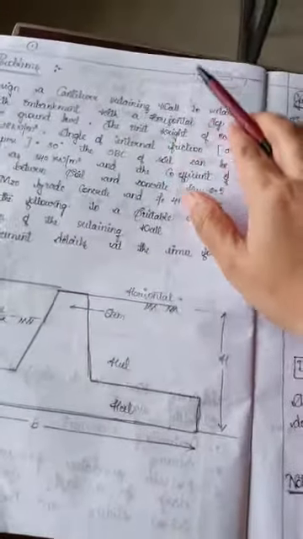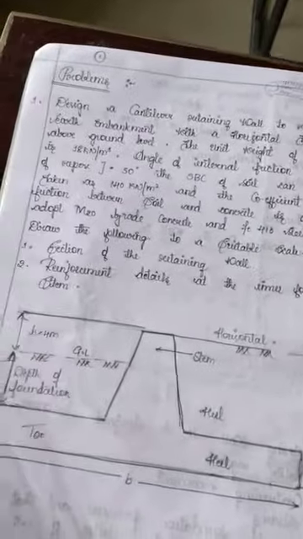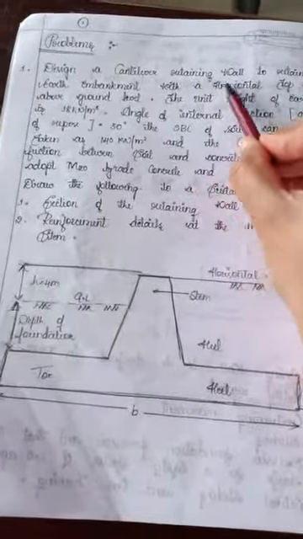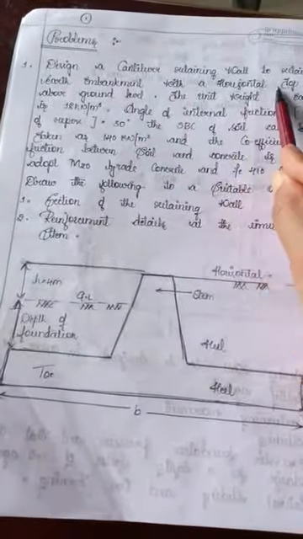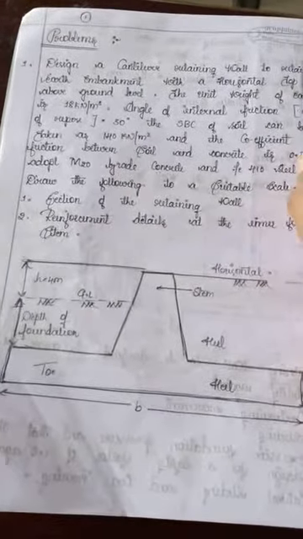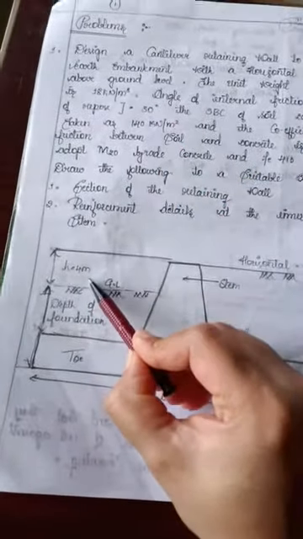This is one of the examples I will be discussing about designing a cantilever retaining wall. Design a cantilever retaining wall to retain an earth embankment with a horizontal top 4 meter above ground level. This h is equal to 4 meter.